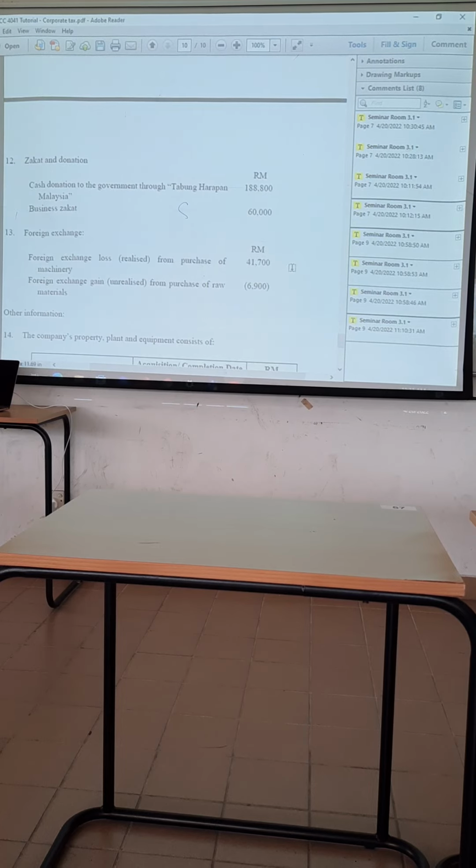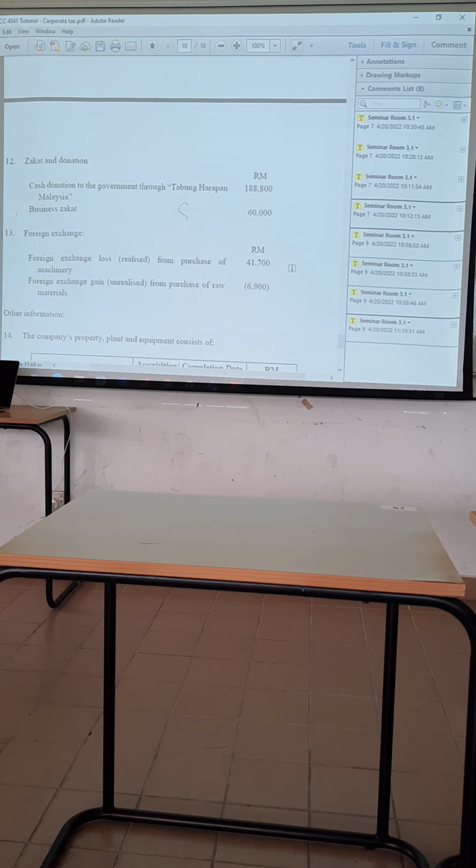Student, I do not know. In some questions, you don't have a zakat payment. They don't mention zakat, and then you claim zakat 2.5%. It's not like that. Only if you incur it can you claim. And for donation, in this case a donation to the government, Tabung Harapan Malaysia, there's no limit. You can claim against your aggregate income.